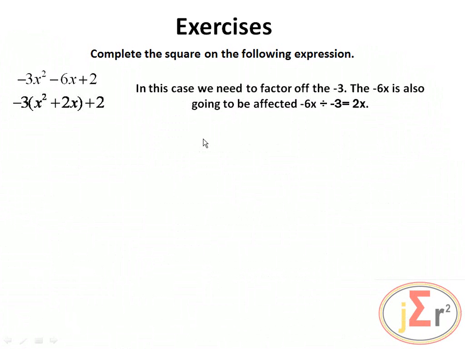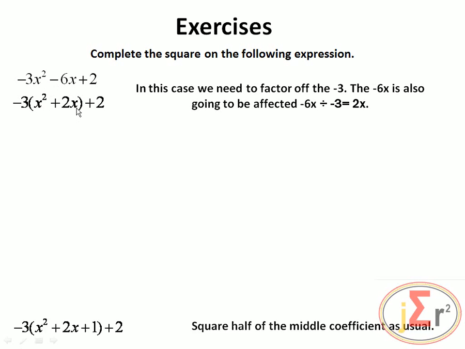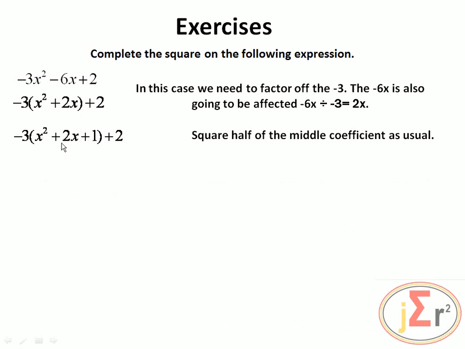Here we go again. But what do we notice? A negative 3 here. So we are going to factor off that negative 3 and say negative 3 into negative 3x squared will give us x squared, and negative 3 into negative 6x, negative into negative is positive, 3 into 6 is 2, there's nothing to cancel the x, and it goes right back there. Now we're going to take half of the middle coefficient and square it. So half of 2 is 1. Square 1, we get 1.